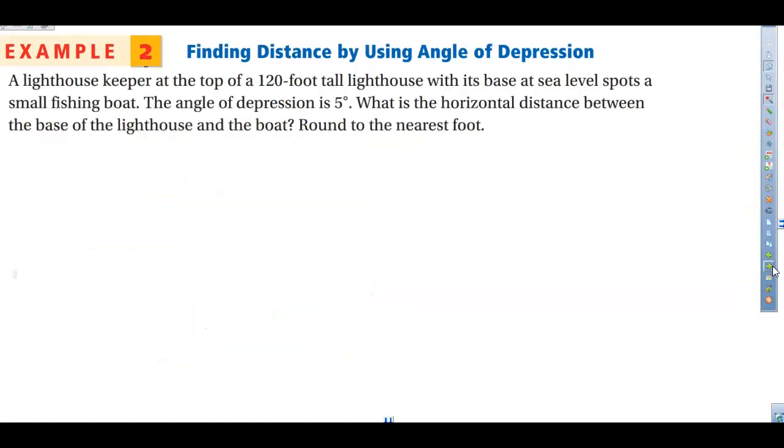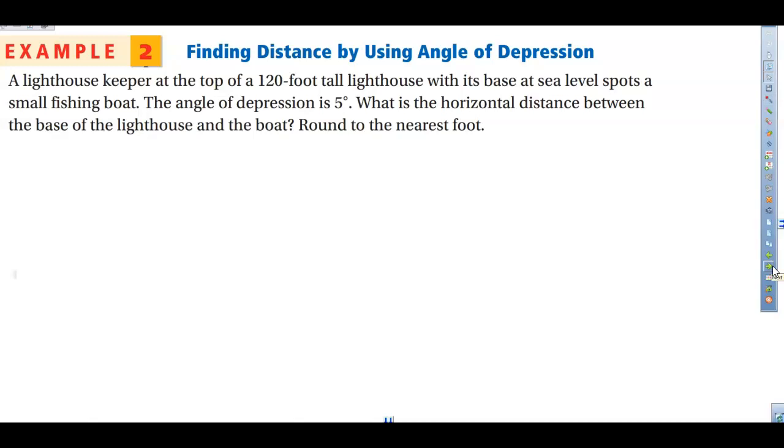All right, so let's take a look and see how we actually use this in a problem. A lot of what we're doing today is word problems. So what we have is a lighthouse keeper at the top of a 120-foot tall lighthouse with its base at sea level, and he spots a small fishing boat. The angle of depression is 5 degrees. I want to know what is the nearest horizontal distance between the base of the lighthouse and the boat. We want to round to the nearest foot.